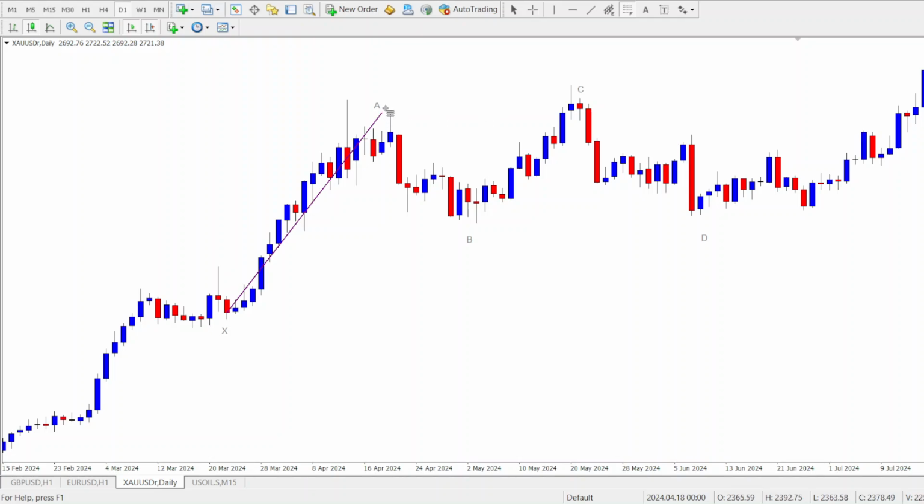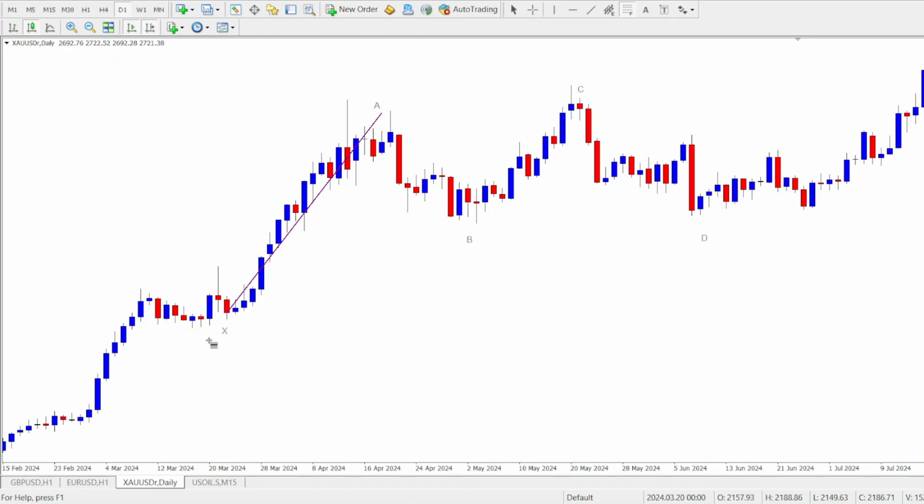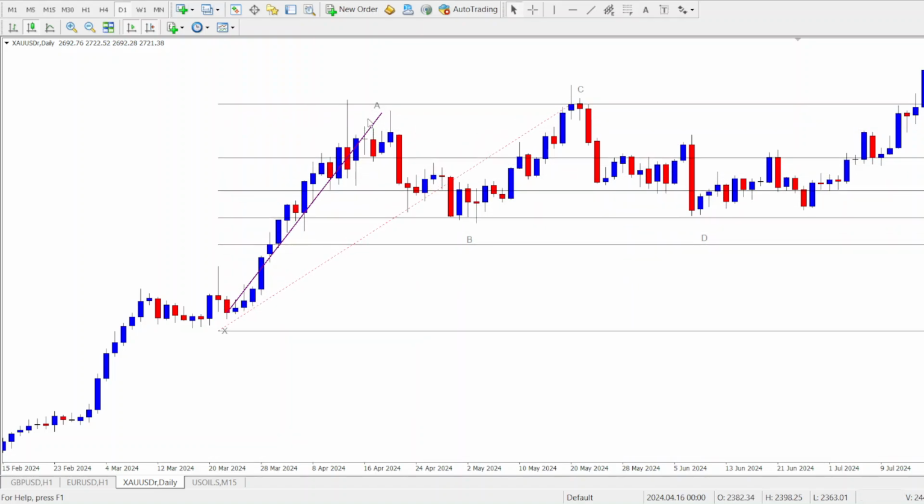38.2%. In the case of a bat pattern, the retracement from point A to B should typically be between 38.2% to 50% of XA. So we have the point B falling between here and here. That's for the bat pattern, right?